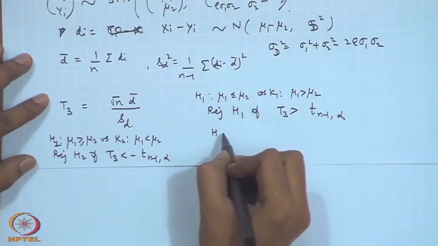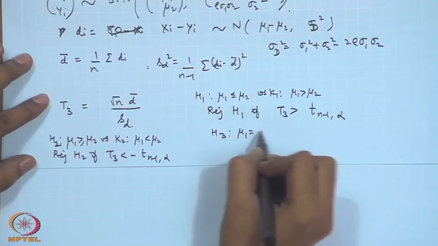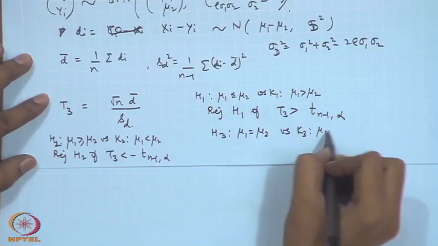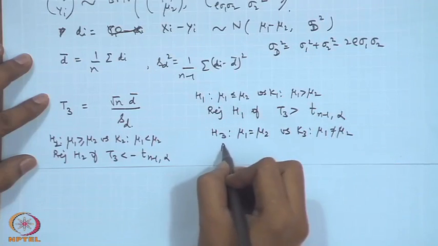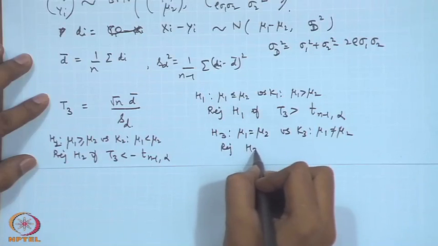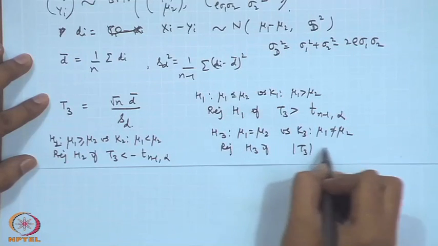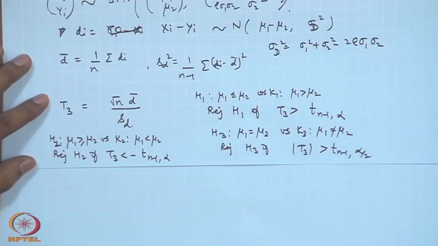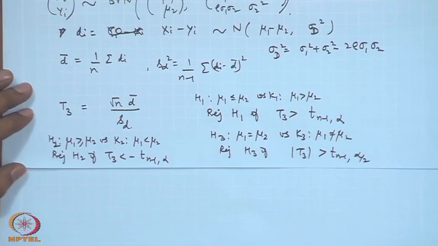Similarly, for the two sided testing problem, mu 1 equal to mu 2 against mu 1 not equal to mu 2, the test procedure will be: reject H 3 if modulus of T 3 is greater than t n minus 1 alpha by 2. So, we have considered various cases for the comparison of the means of two normal populations. Let us also consider a case for comparison of the variances of two normal populations.